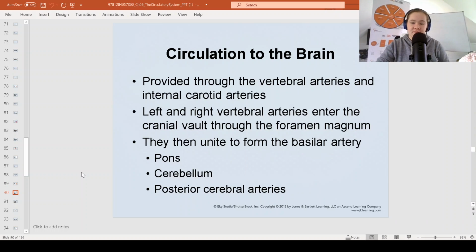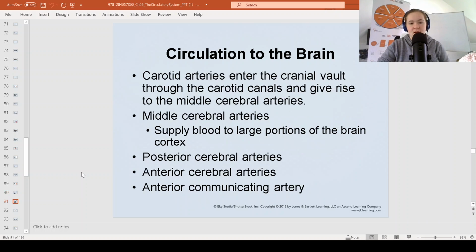Provided through the vertebral arteries and internal carotid arteries, the left and right vertebral arteries enter the cranial vault through the foramen magnum. They then unite to form the basilar artery, which supplies the pons, cerebellum, and the posterior cerebral arteries. Carotid arteries enter the cranial vault through the carotid canals and give rise to the middle cerebral arteries. The middle cerebral arteries supply blood to large portions of the brain cortex.